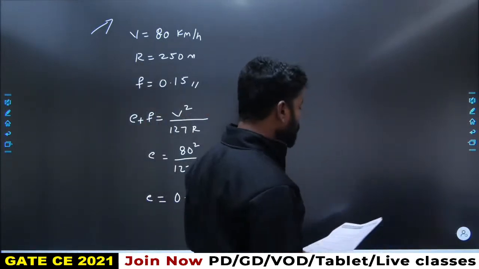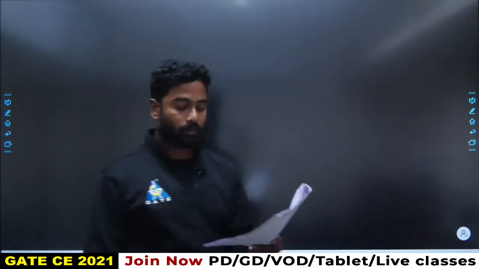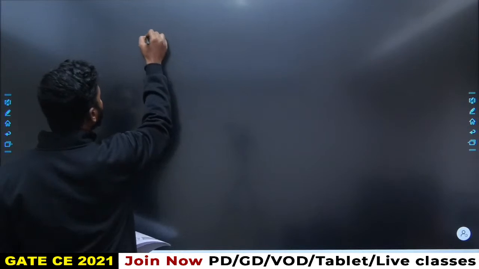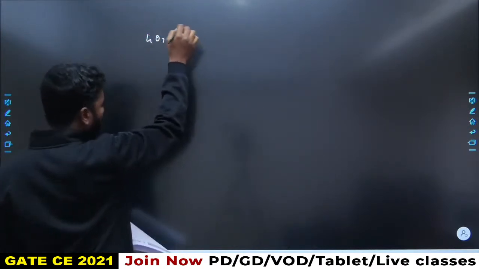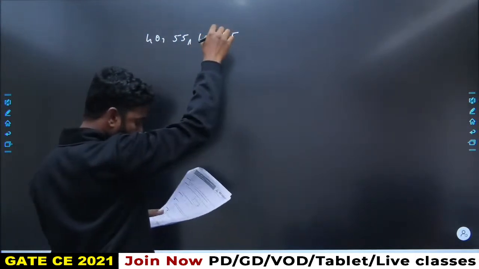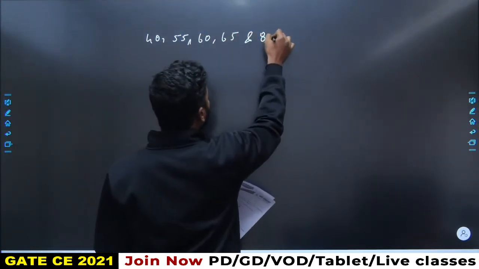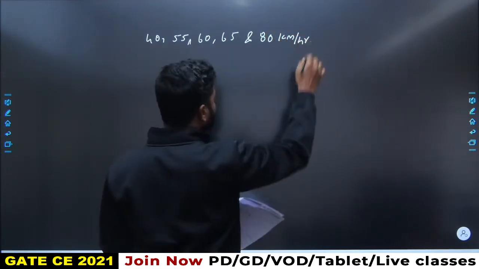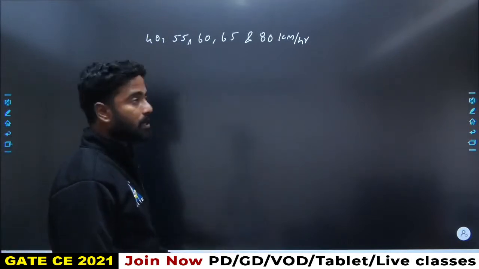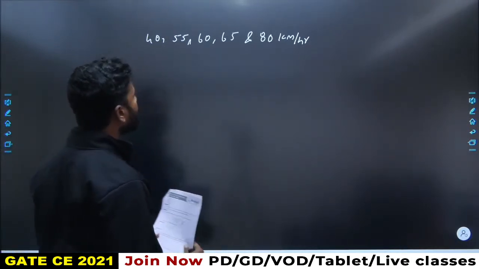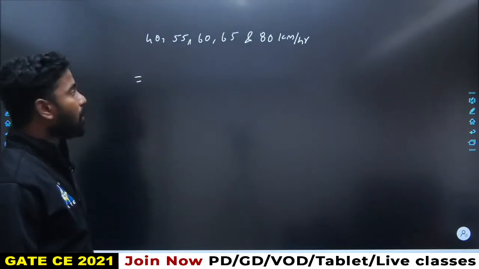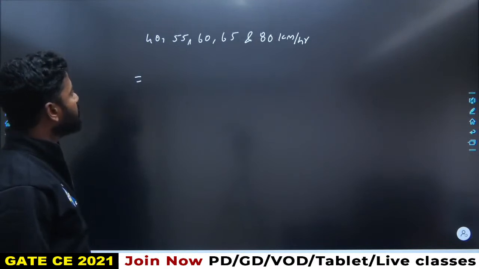Next, spot speeds of vehicles observed at a point on a highway are given to you: 40, 55, 60, 65 and 80 kilometers per hour. The space mean speed of the observed vehicles is asked. Space mean speed is the harmonic mean of all the speeds. Harmonic mean of all the speeds, you will get the space mean speed.